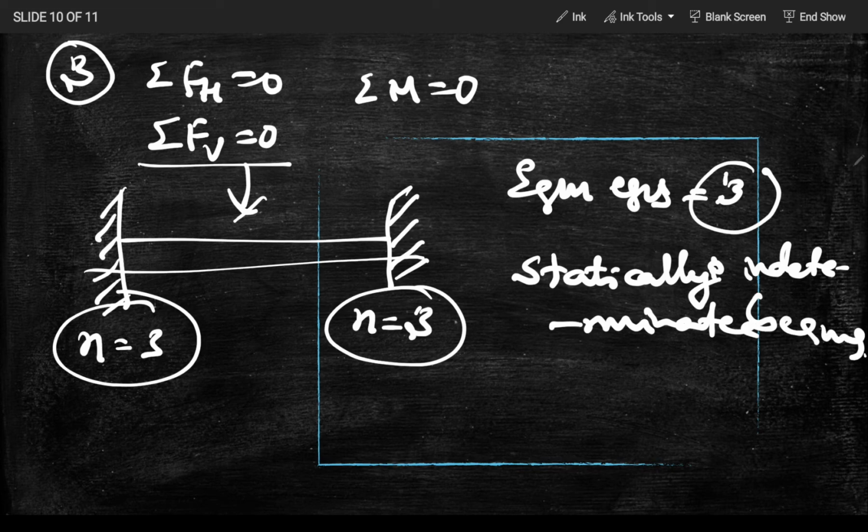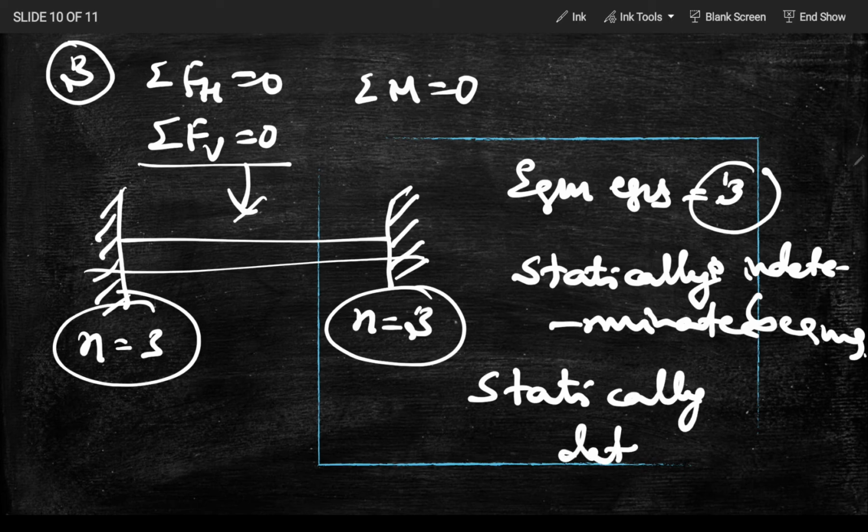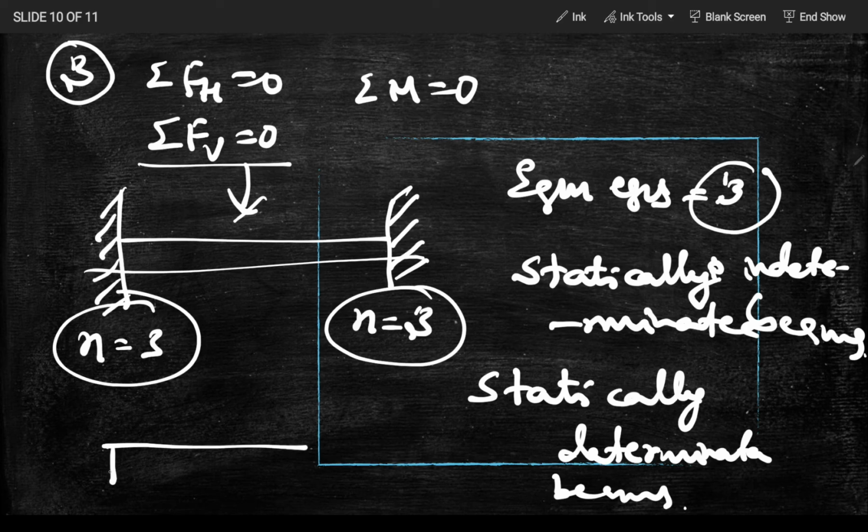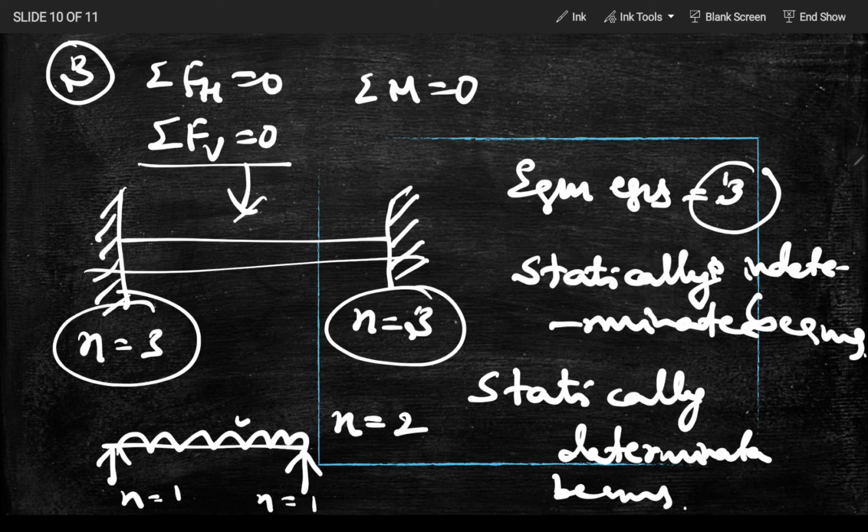Statically indeterminate beams. And if the number of unknowns is less than or equal to the equilibrium equations, we can find the unknowns by using equilibrium equations only. They are called statically determinate beams. So for example, if I take a simply supported beam, whatever the load I am having, number of unknowns here is 1, and number of unknowns here is 1. So total number of unknowns in this beam is 2. These unknowns can be calculated by using equilibrium equations, which are 3. In fact, 2 equations are enough to calculate the unknowns.